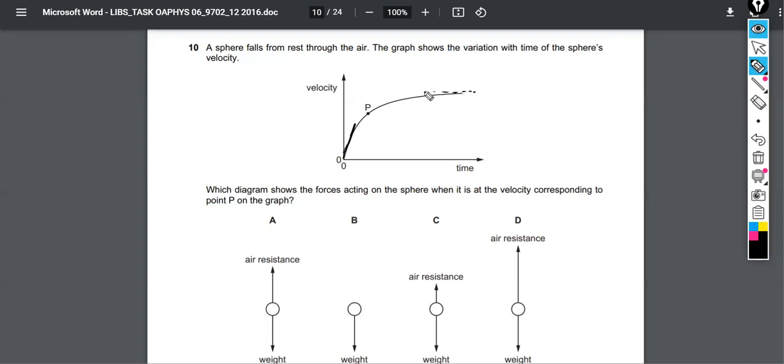And at that point, where the slope goes to 0, there is 0 acceleration because the forces are equal. And so if point P were somewhere over here, then we could say A would be the correct answer because air resistance and weight are equal. Well, what happens in between here and here? Point P and choice C, which is the correct answer, right?